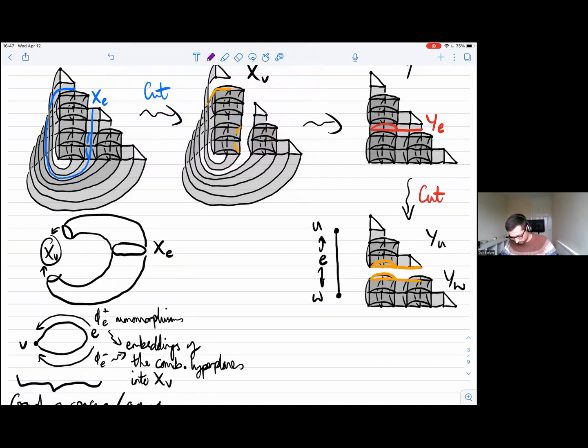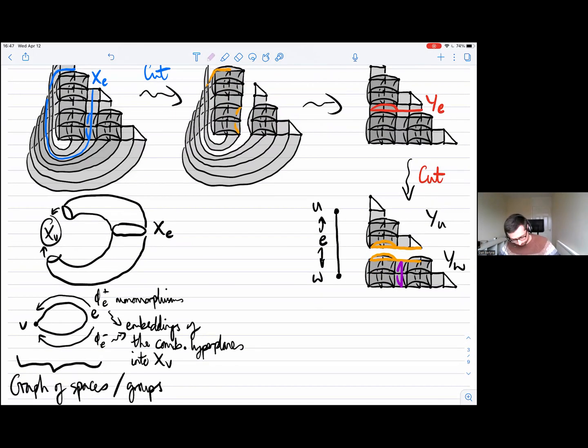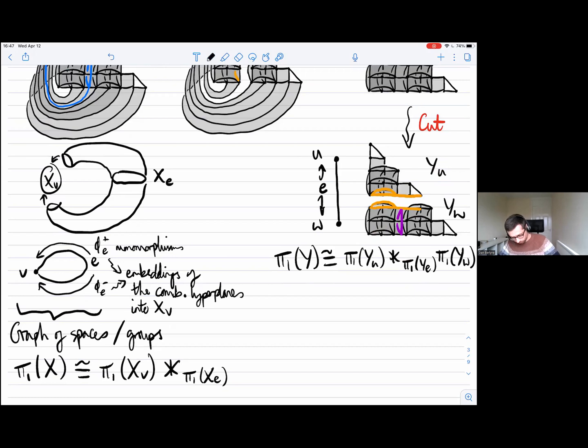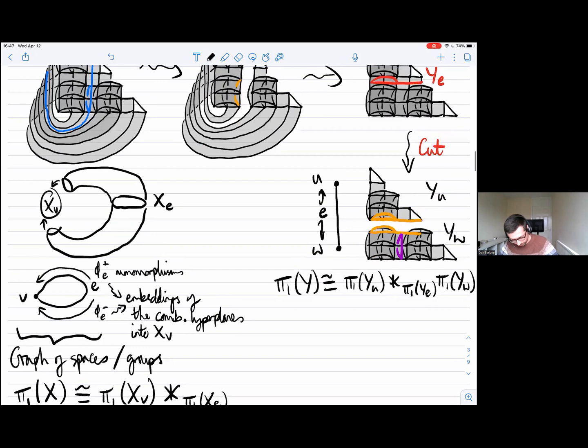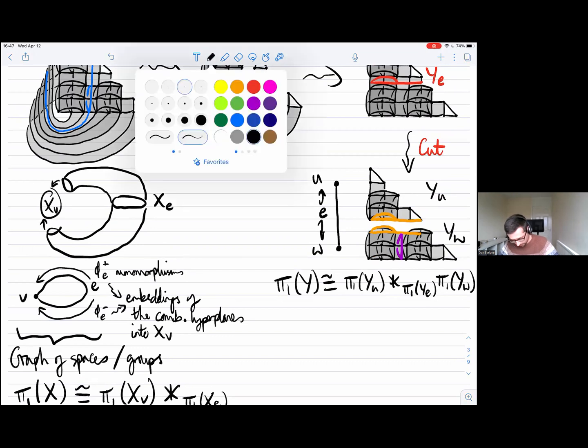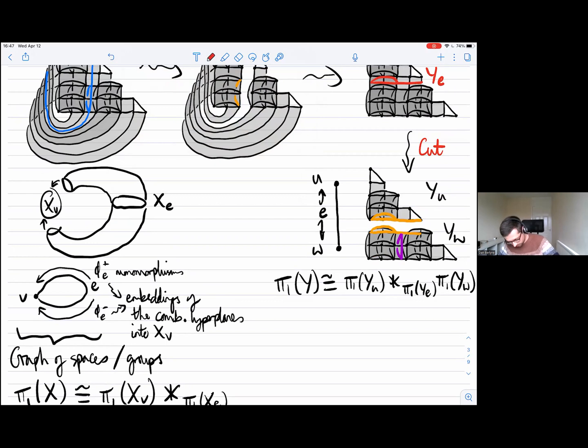And in fact, we can continue and decompose YW even further by cutting along this purple hyperplane, and so on and so forth. So in this case, the fundamental group of Y is the fundamental group of YU amalgamated over the fundamental group of YE with the fundamental group of YW. And if we give names to all of these generators, we can actually write out explicitly what this group is.